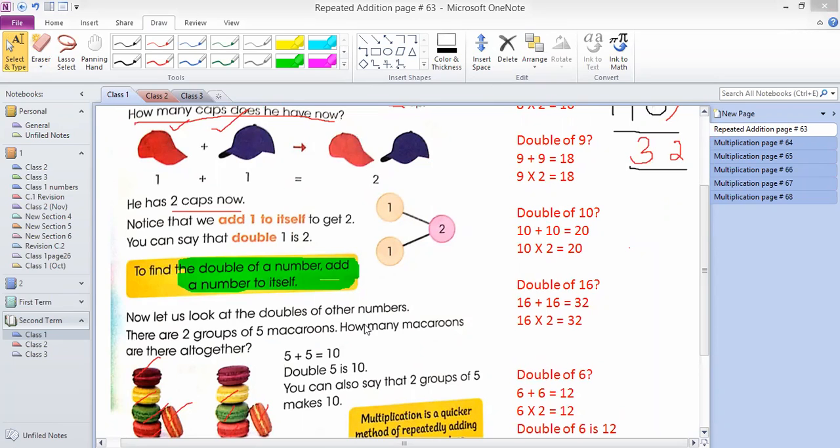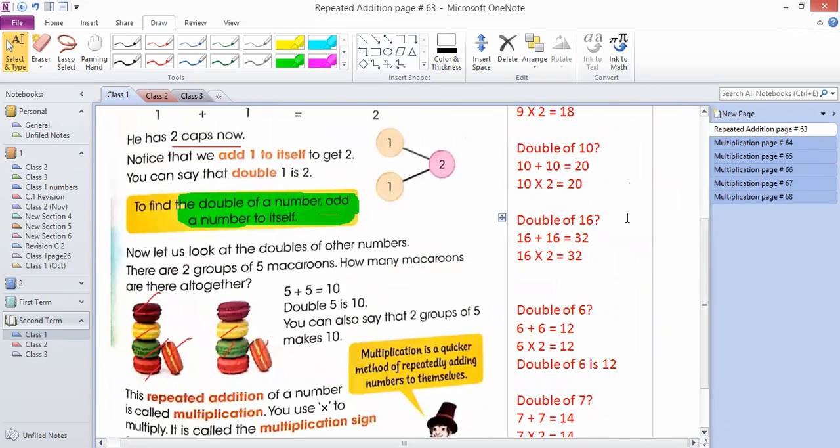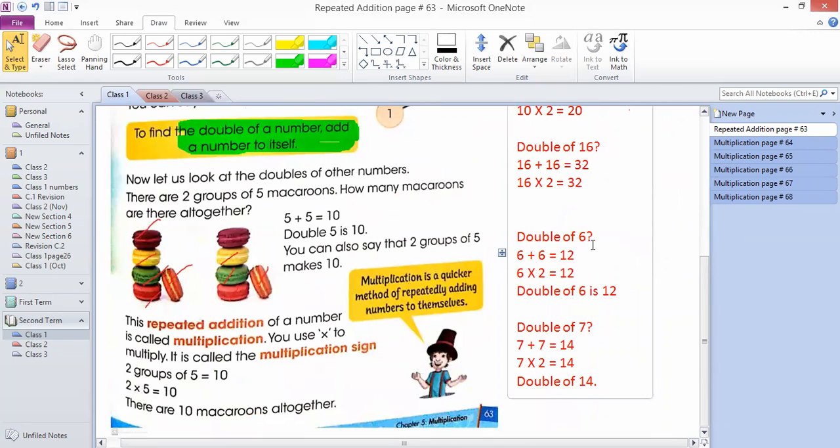Yes, guys, is it clear to you? Yes, sir. Very good. Guys, this is same. For double of 16 also, you will add 16 and 16. So, you can add 16 and 16 like this. 6 plus 6, 12 ones. In 12 ones, 1 ten and 2 ones. 1 ten you regroup. There are 3 tens. So, 32. Double of 16 is 32.